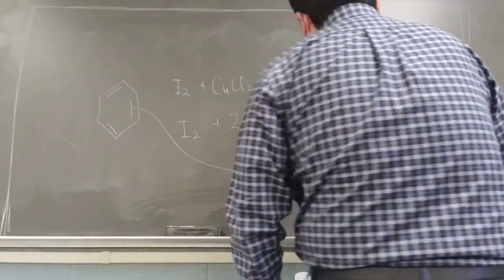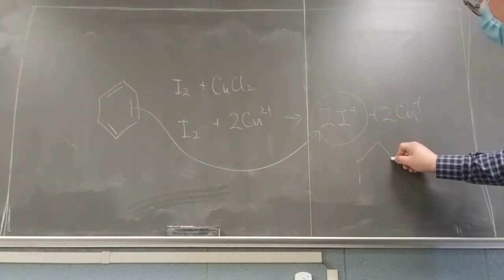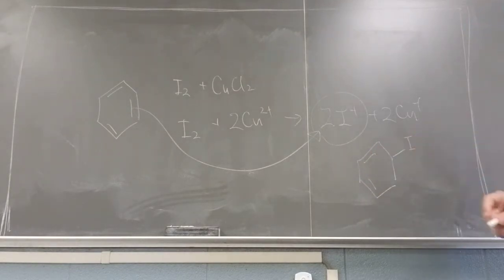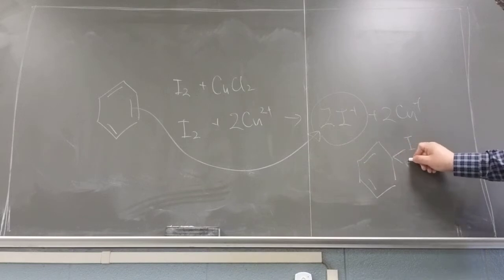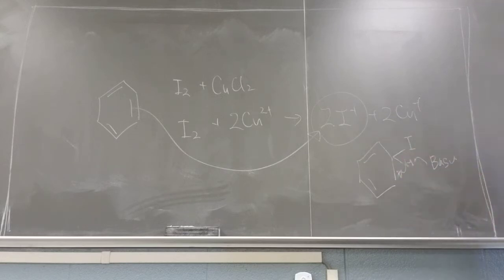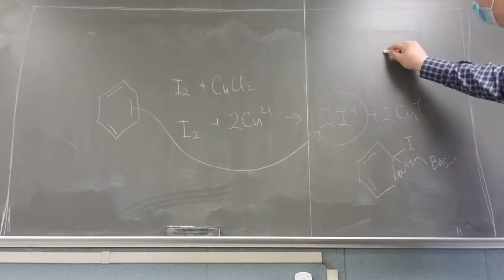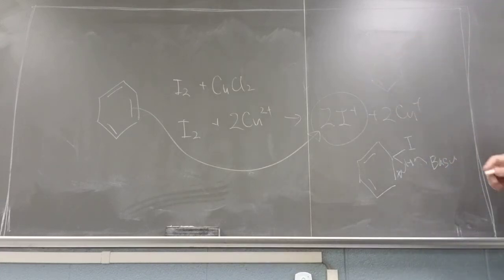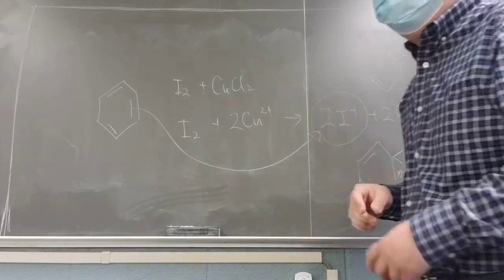So from here it's pretty much the same. And over here, now it's left here, but this is picked up by the base. So it attacks, and then it goes back to the original aromatic ring form with iodination. This is pretty much what we did last time.